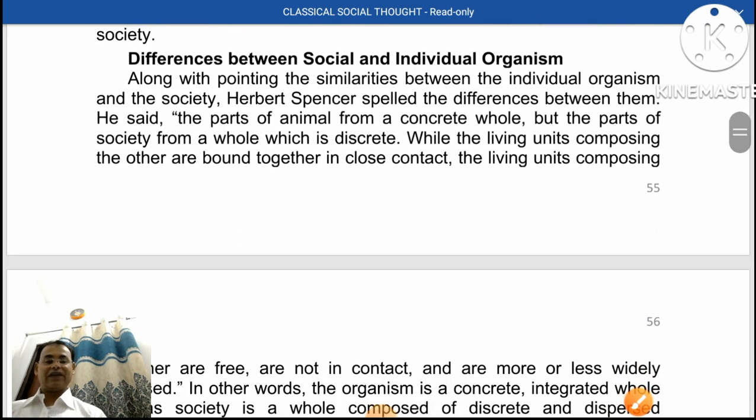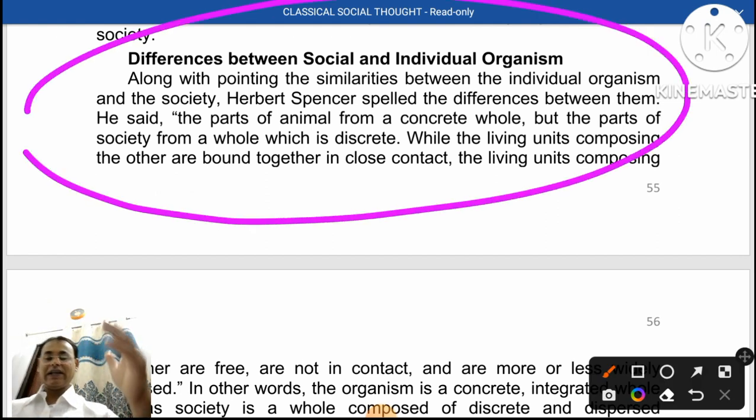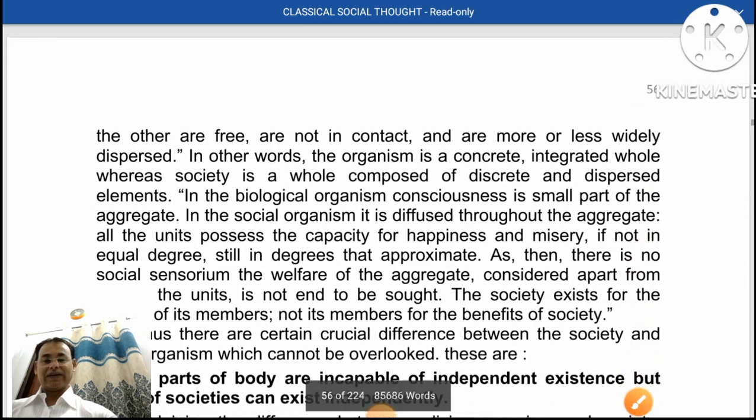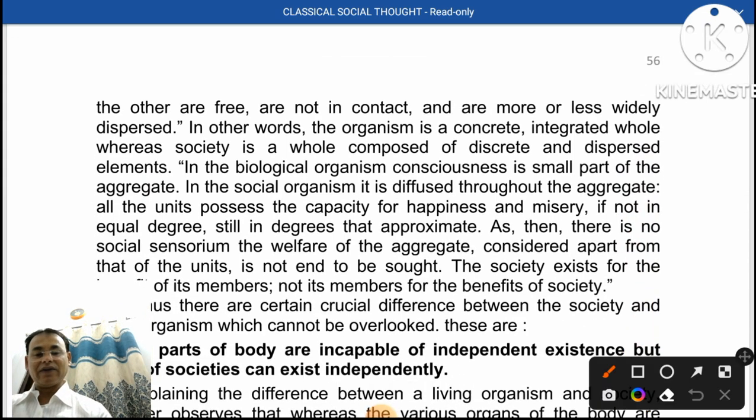Now we will see the differences between society and the individual organism. Along with pointing out the similarities between the individual organism and society, Herbert Spencer spelled out the differences between them. He said the parts of an animal form a concrete whole, but the parts of society form a whole which is discrete. The living units composing the organism are bound together in close contact, while the living units composing society are free, not in contact, and more or less widely dispersed. In other words, the organism is concrete and integrated, whereas society is a whole composed of discrete and dispersed elements.